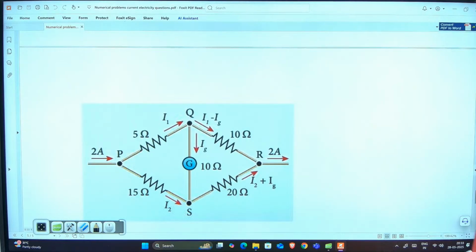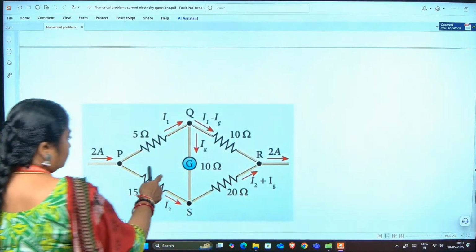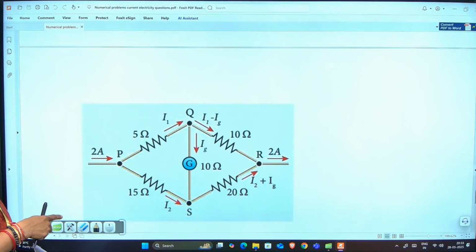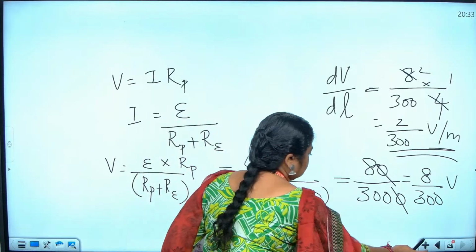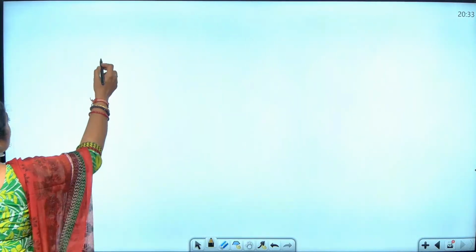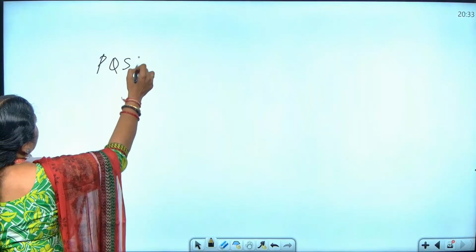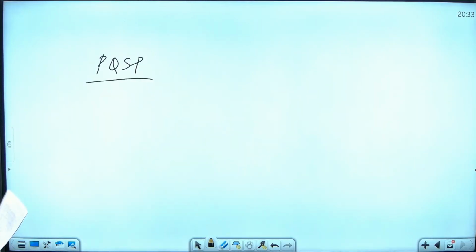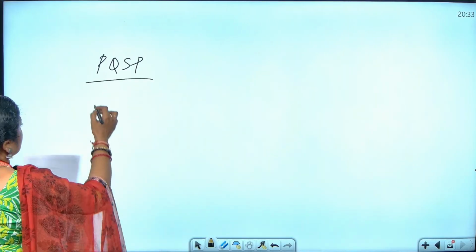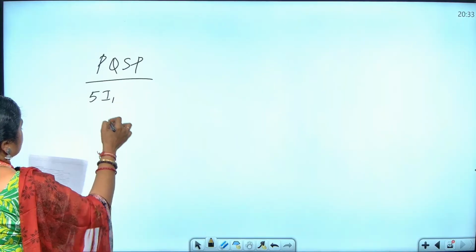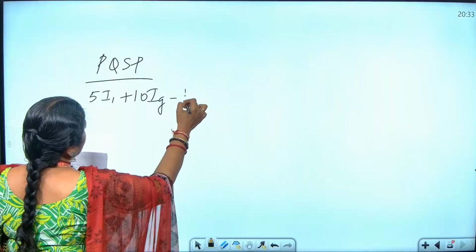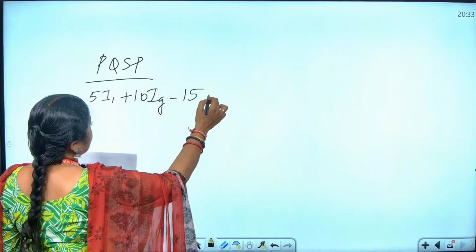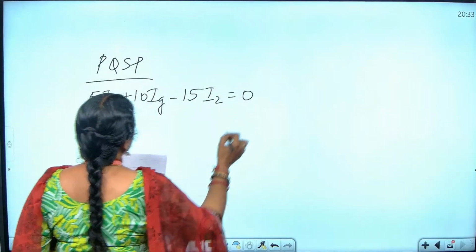You have copied the circuit diagram, all of you? So you're taking the loop PQSP. From the diagram, 5I1 plus 10IG minus 15I2 is equal to 0.